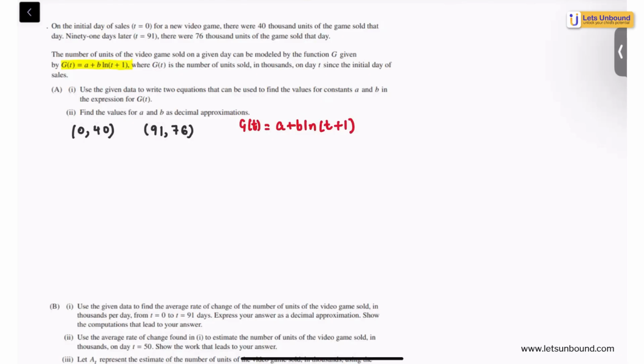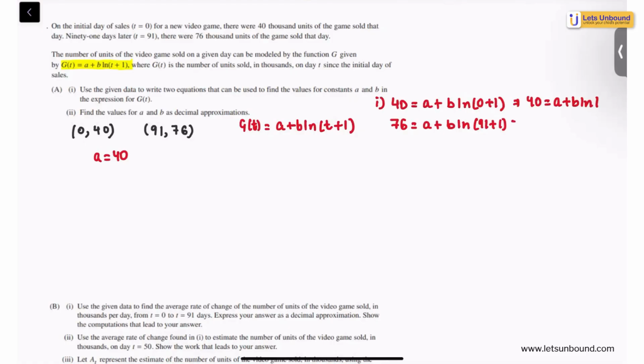First point that we will substitute will be t is 0 and g(t) will be 40. So 40 is equal to a + b ln(0 + 1). And the second substitution will be of the second point, which is 76 is equal to a + b ln(91 + 1). From the first point, we get 40 is equal to a + b ln 1, and we know ln 1 is 0. Hence, we directly get a is equal to 40 in this case. So to answer the first part, these are the two equations that will satisfy it, and you can simplify them and write this down like this. Second part, you can say 76 is equal to a + b ln 92.